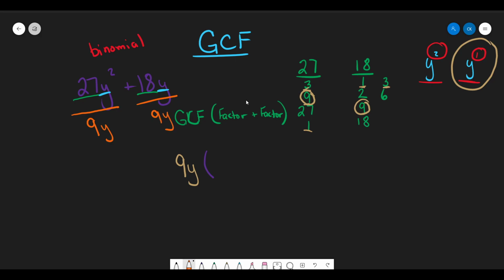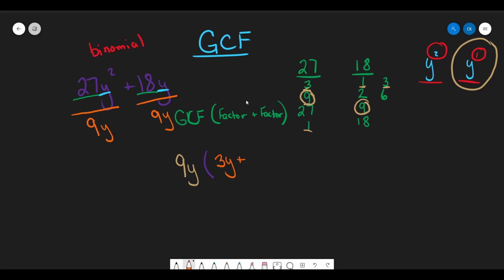So 27y squared divided by 9y. Well, 27 divided by 9, that's going to give us a 3. And then y squared divided by y. If we remember back, when we are dividing variables that are the same variable, we take the exponents and we subtract them. So 2 minus 1 gives me 1. So this is going to be y to the first, or just y. Then whatever my sign is, I copy that right here.